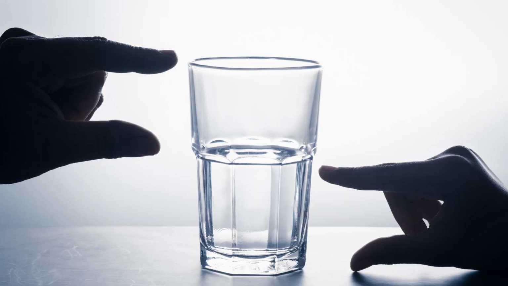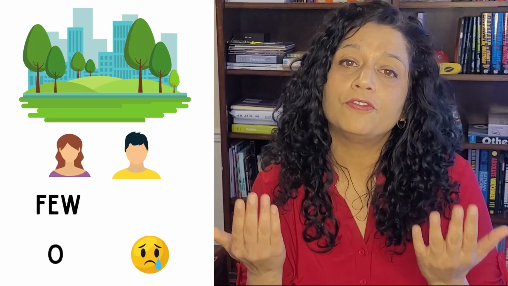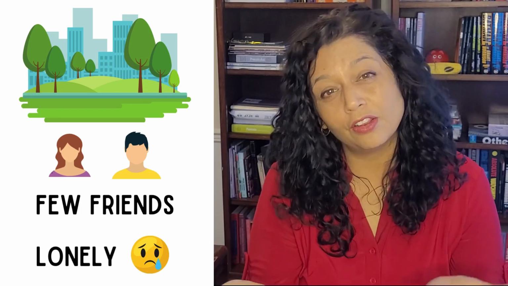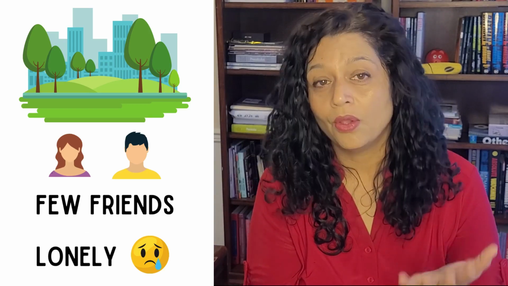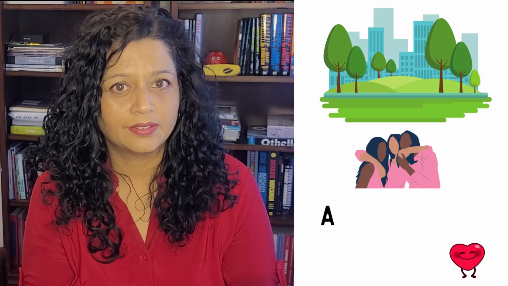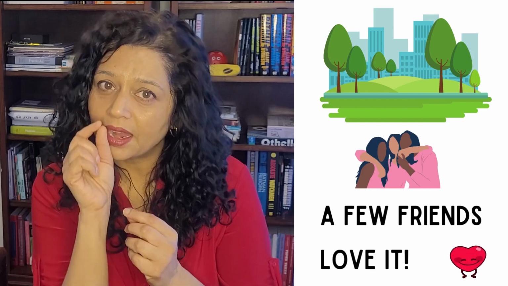So if you think of that glass half full, glass half empty, when you say few, you're kind of looking at the empty portion. When you say a few, you're looking at the full portion of the glass. So the implied meaning of those two sentences might be something like this. I have few friends in the city, so I feel lonely here. Or, I have a few friends in the city, so I love it here.